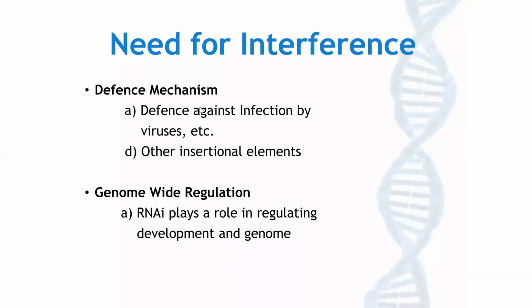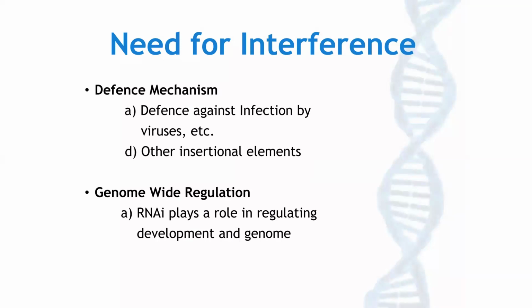In the case of the defense mechanisms, remember that we have different types of viruses. We have RNA viruses and we have DNA viruses. HIV is an RNA virus, coronavirus is an RNA virus. So using RNA interference, you can block or protect the cells against infection by the virus.